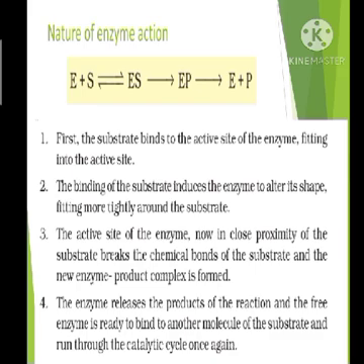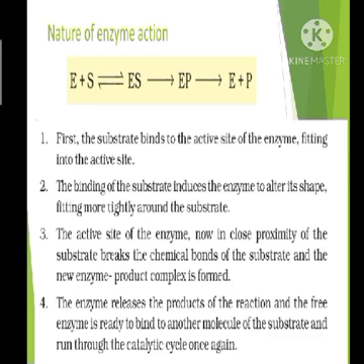So the nature of enzyme action can be explained under 4 steps. What are the 4 steps? The first step is the substrate binds to the active site of the enzyme, fitting into the active site. Only to the active site the substrate will be attaching. To other regions it cannot form bonds and it cannot attach. Then the second step is the binding of the substrate induces the enzyme to alter its shape, so that it can fit more tightly around the substrate.